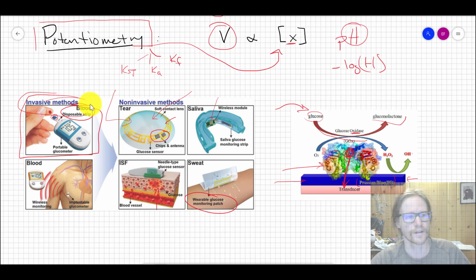So anyway, this is an introduction to using voltage or cell potential to measure the concentration of an analyte in complex matrices.